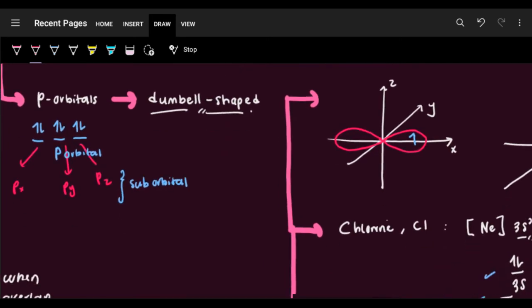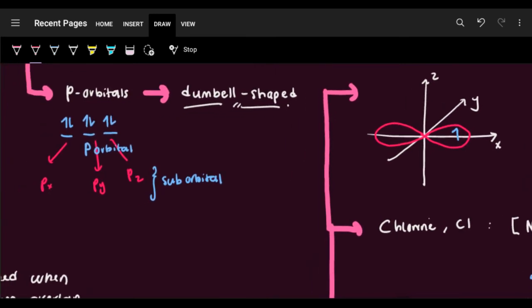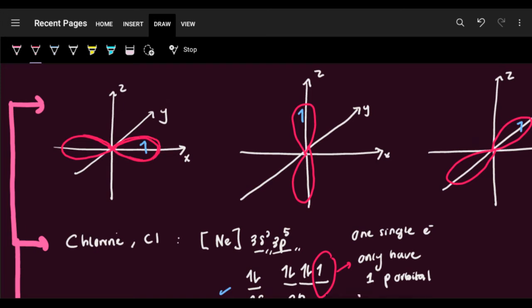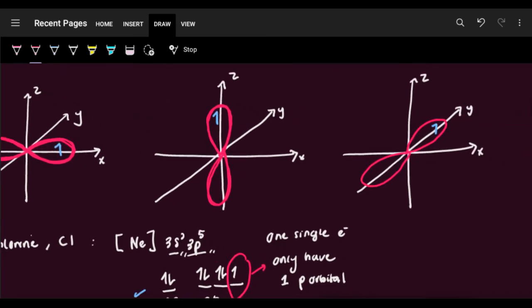Now, what is the p orbital? The p orbital has a dumbbell shape, and the p orbital has three suborbitals: one, two, three. Because of that, the p orbital has a maximum of six electrons, since it has three suborbitals and each orbital has a maximum of 2 electrons. So the p orbital has three shapes. First, along the x-axis, this represents one p orbital. Another p orbital is along the z axis, and another is the y orbital.